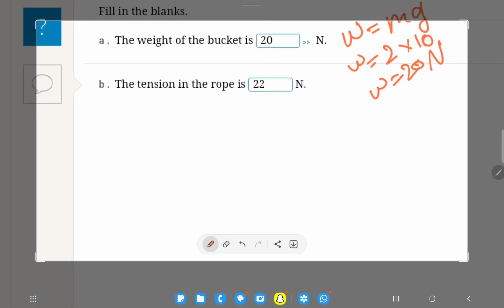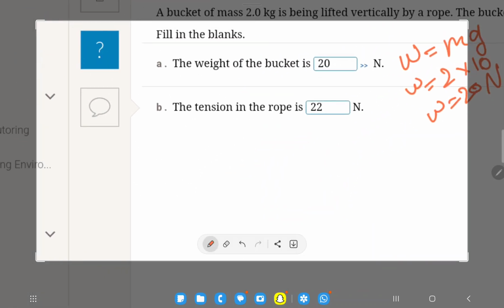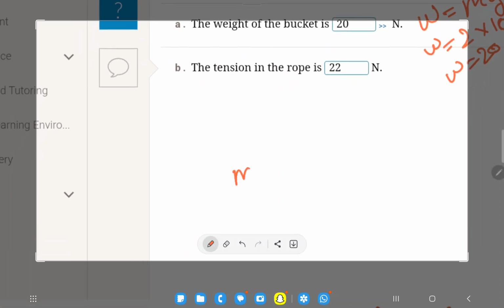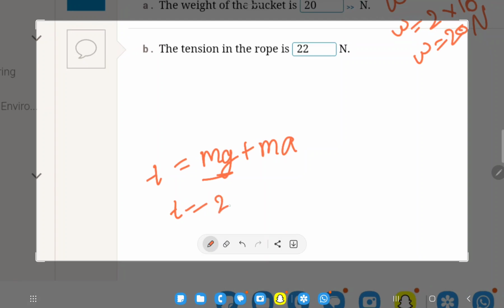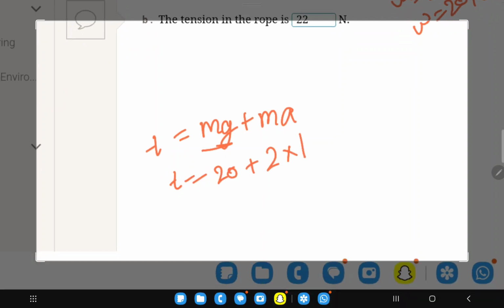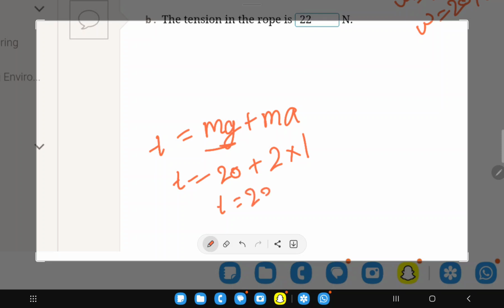The tension in the rope: there is an equation for tension, mg plus ma equals tension, or T. So we have mg, the weight, which is equal to 20, plus the mass, which is 2, times the acceleration, which is 1. So T equals 20 plus 2, and T is 22.